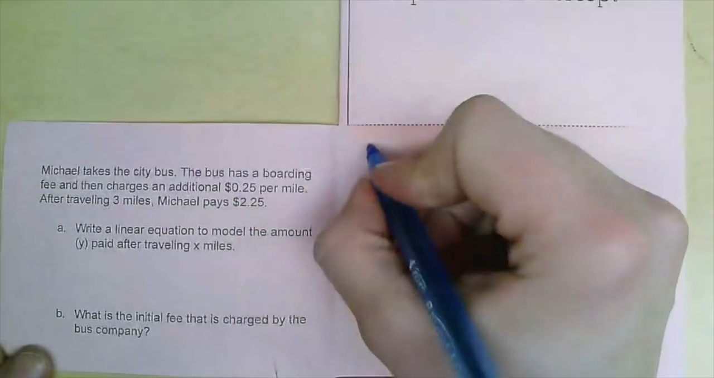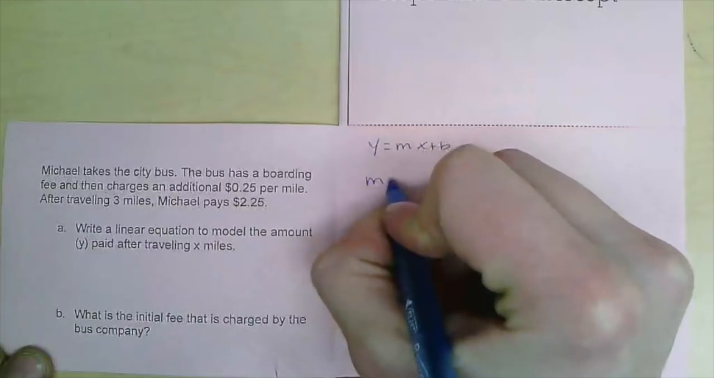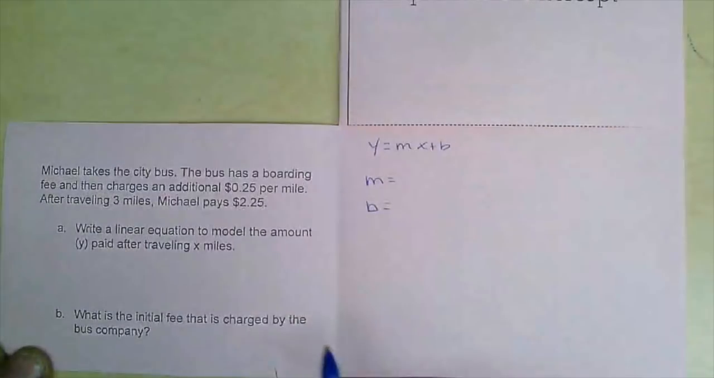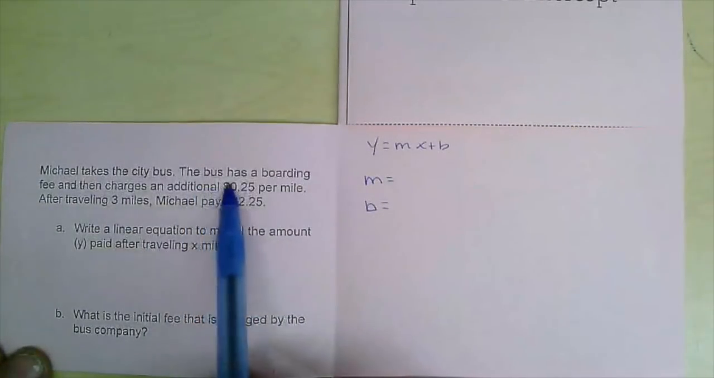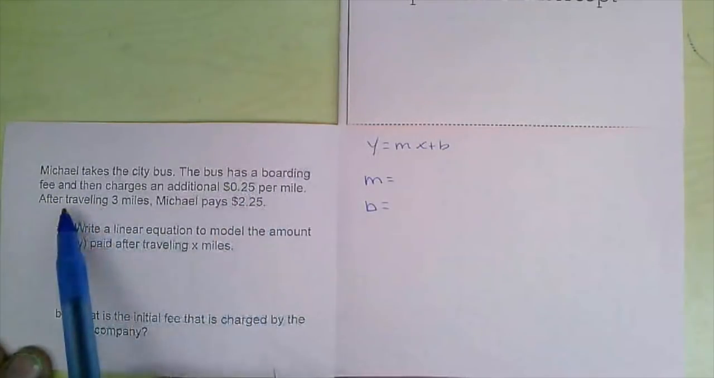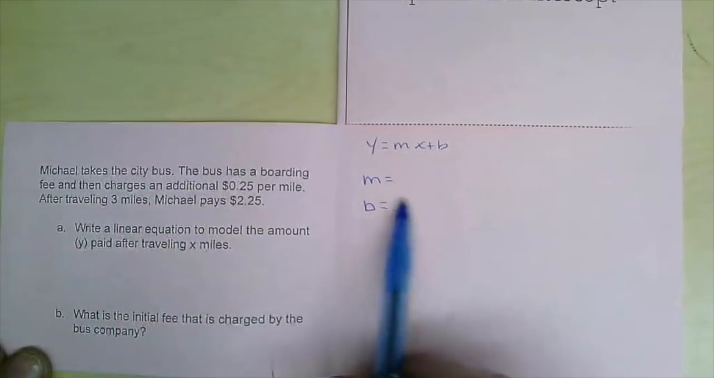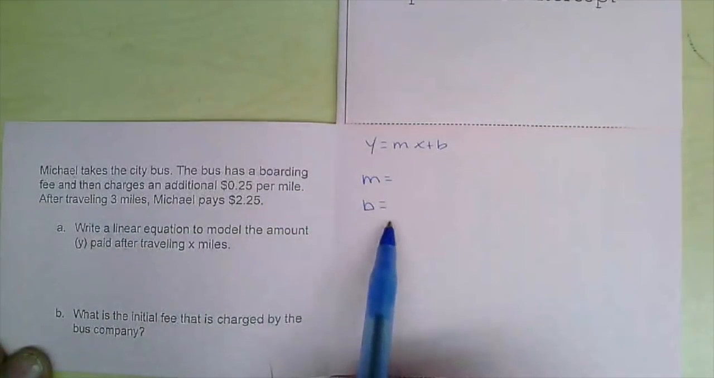So again, we're trying to write the equation so it matches y equals mx plus b, where we need to know an m and we need to know a b. Now when I look at this, it says that the bus has a boarding fee. That would be a one-time fee, but I also notice that it doesn't tell me what the boarding fee is. So right now, I don't know what the b value is, so we're going to have to end up solving for that.